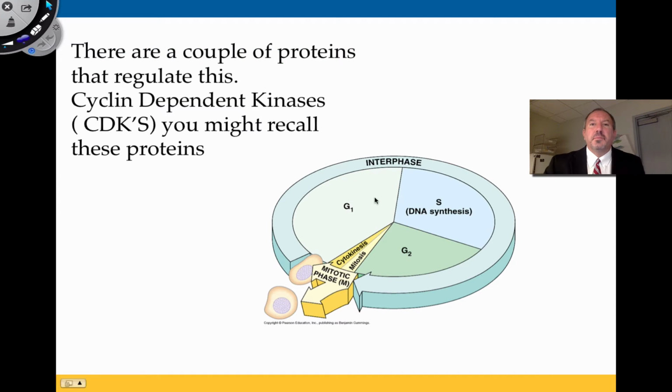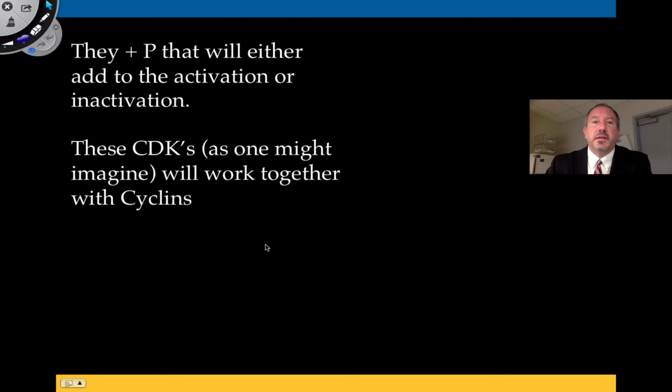There are a couple of proteins, and I won't go into the details of this, that regulate the process of DNA synthesis and regulate whether or not a cell undergoes mitosis or not. These are called cyclin-dependent kinases, or CDKs. You may recall these proteins somewhere in your past. What they do, very briefly, is add a phosphate to various proteins.